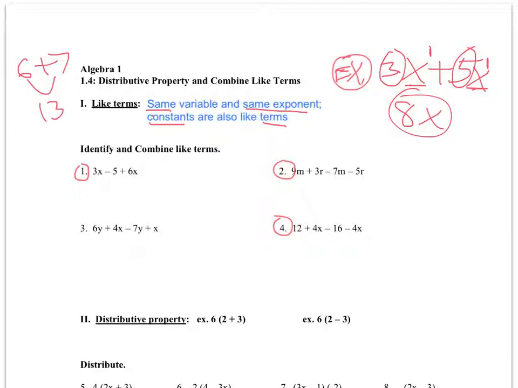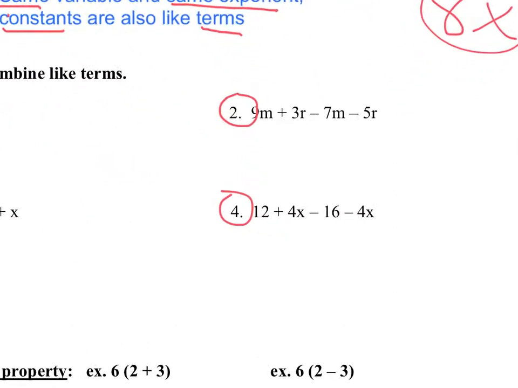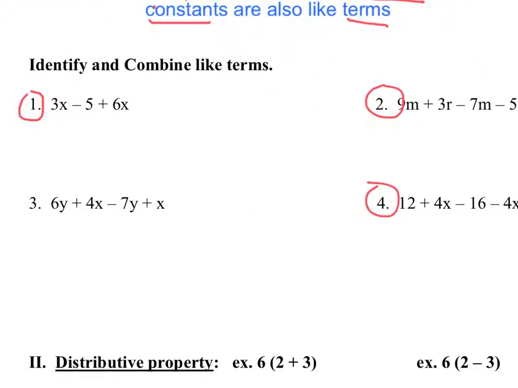Alright, so let's just apply that. We're just going to do 1, 2, and 4. So really what you'll see is, when you combine like terms, you'll see the directions. It'll just tell you to simplify. Alright, so let's zero in here. Alright, let's look at 1.